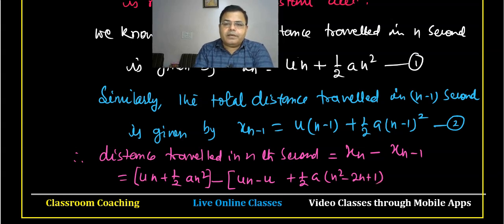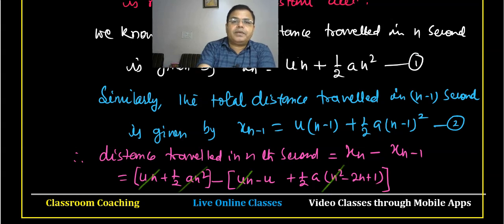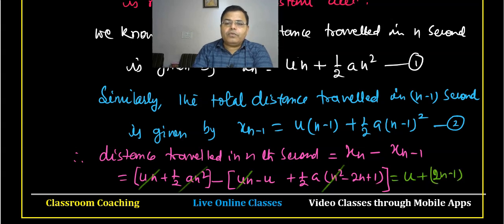So if I subtract it, un and un cancel out, and half a n square and half a n square also cancel out because of this negative sign. Due to this negative sign it will be positive, and that will be u, isn't it? And this minus 2n, due to the negative sign, becomes positive, and this one will be negative. So 2n minus 1. If minus is taken common, minus minus will be plus, plus the 2n minus 1 into a by 2. So this is the distance traveled in nth second.